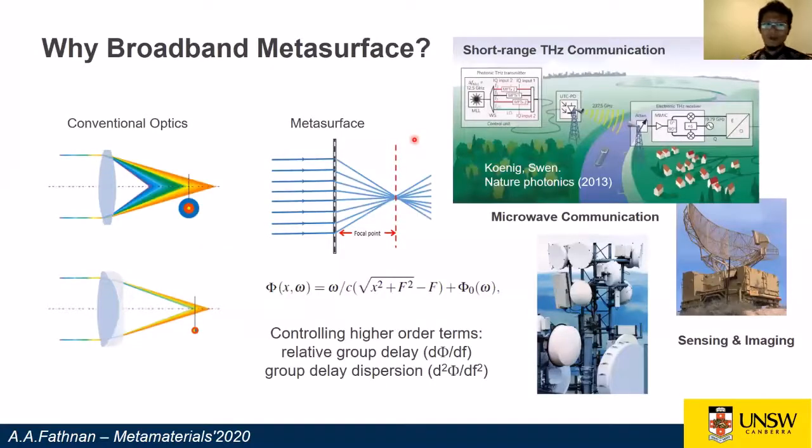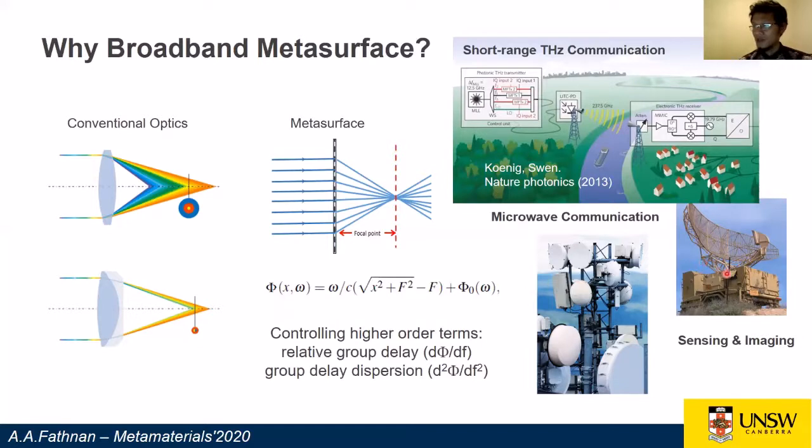So why broadband metasurfaces? First, we see that more and more studies of metasurfaces now focus on finding potential applications, and one of several important issues that need to be addressed in promoting metasurfaces for wider application is the problem of narrow bandwidth. So for example, here we have a low-profile communication device in the terahertz region, or we want to have low-profile collimating devices in the microwave region.